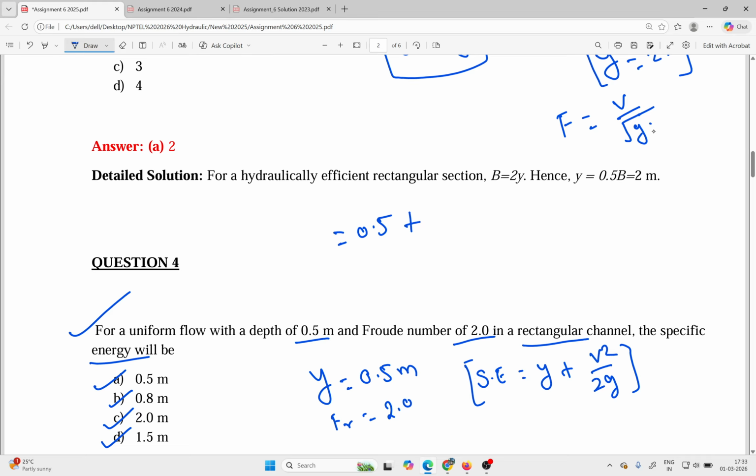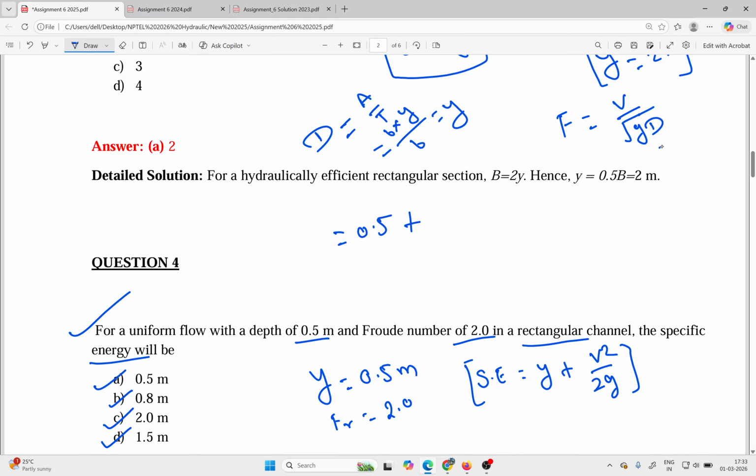D. Here I'll write D. And what is D? D is your hydraulic diameter. It is your area by top width. This is not hydraulic radius, remember please. So A is B into Y and top width is B. So again you come up with Y.